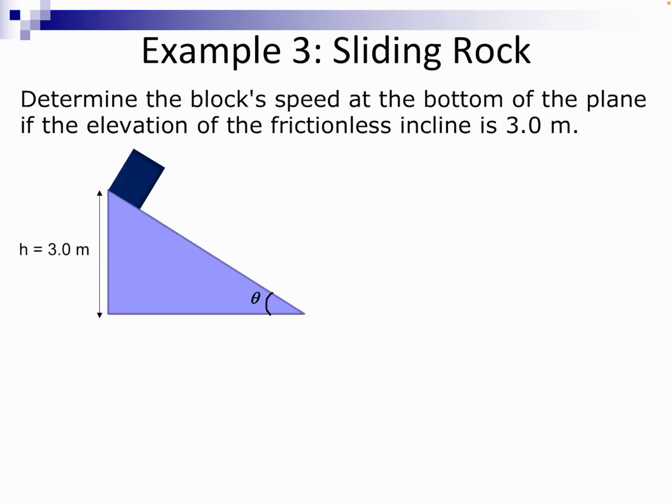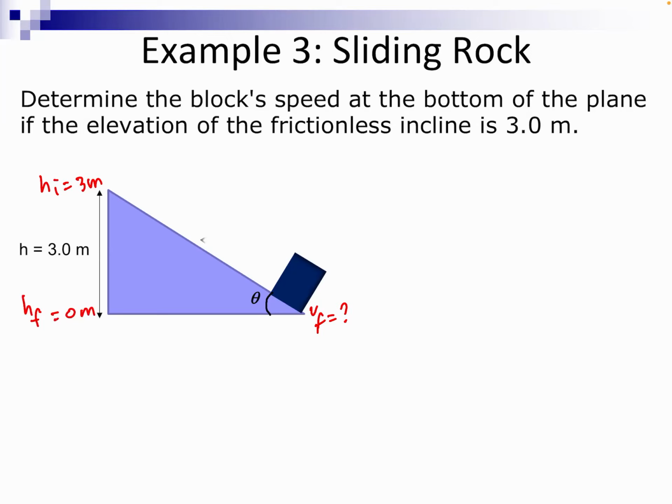To see how powerful the conservation of energy equations are, let's look at this object sliding down an inclined plane. We want to determine the block speed at the bottom of the plane. The elevation of this frictionless incline is 3 meters. So you have the block sliding down there, and we want to find the final speed. We can say this is the initial height, 3 meters, and we can take this to be the final height, 0 meters.